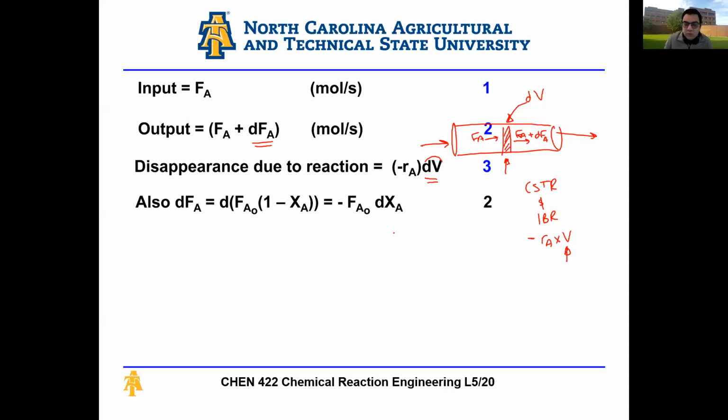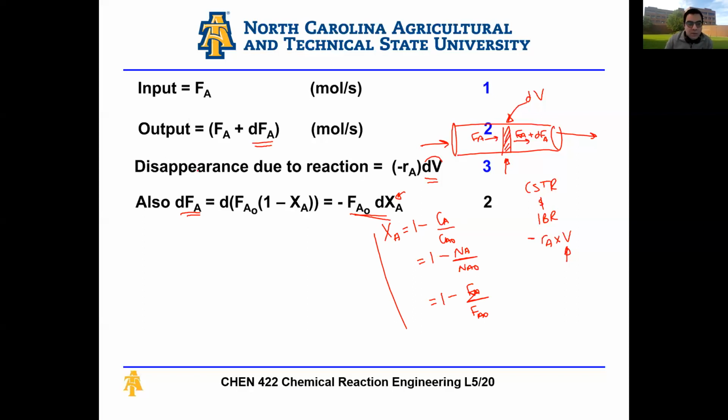Same concept to what we did before. If you recall, XA is equal to 1 minus CA over CA naught. It's also equal to 1 minus NA over NA naught, which is equal to 1 minus FA over FA naught, right? These are all valid equations, and you can move from one to the other. So basically, here I'm just changing FA to dXA, which is the term we're interested in.